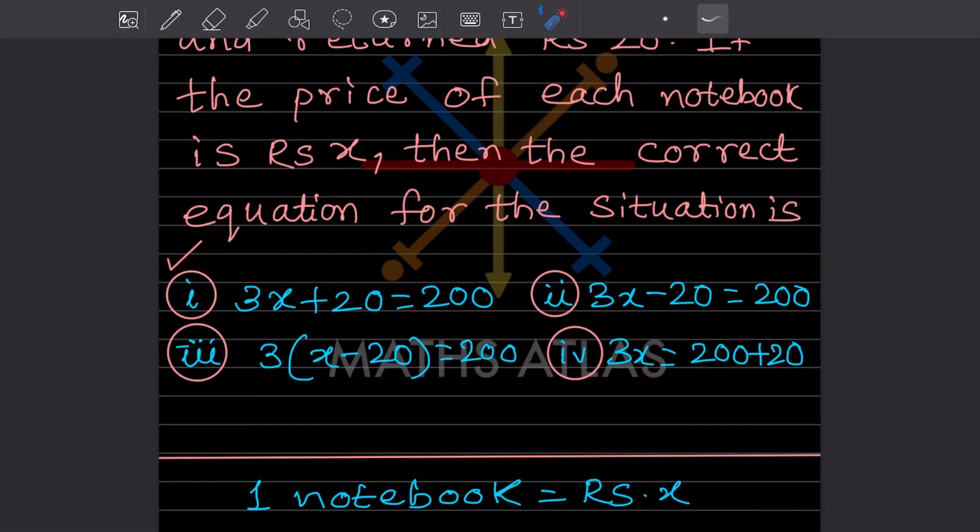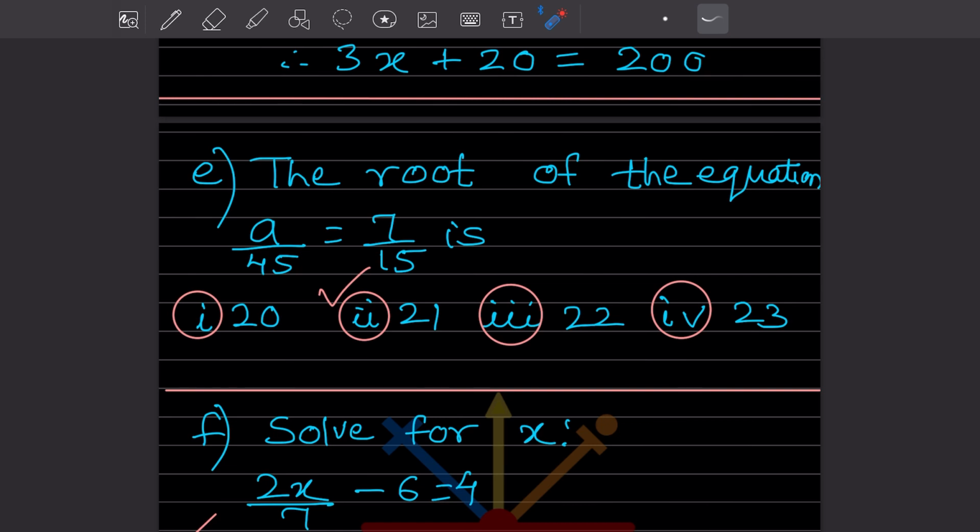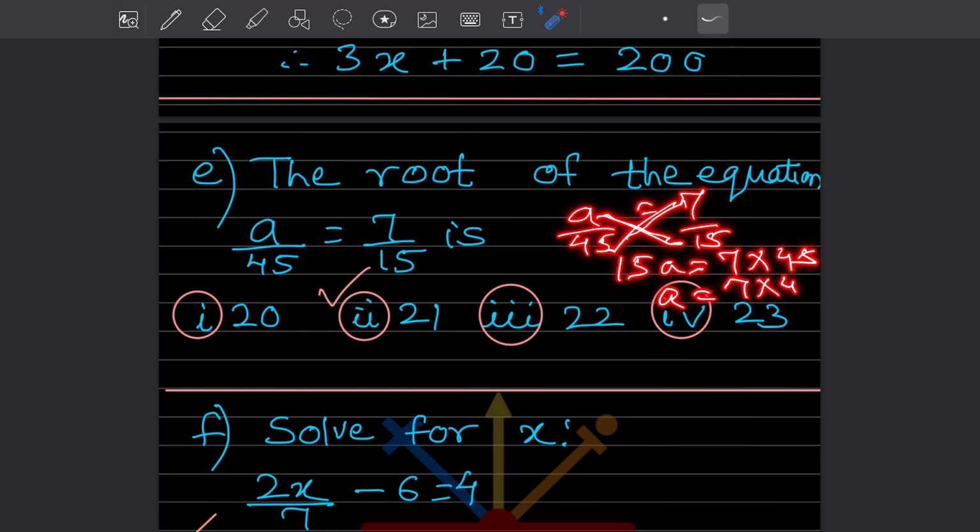So the first option. Now the next problem says that the root of the equation a by 45 is equal to 7 by 15 is. A by 45 is 7 by 15. So what will we do? We'll use the cross multiplication method. So a by 15 means 15a is equal to 7 into 45. So a is 7 into 45, as it is, and this is multiplication, so it goes over here. So this is 15. So 15 ones are 15, threes are 45, 7 threes are 21. So 21 is the option.